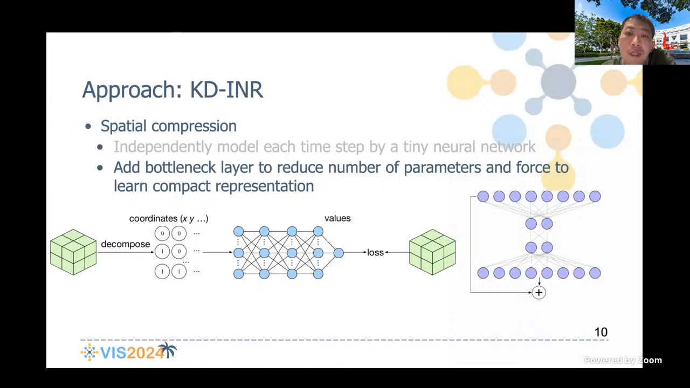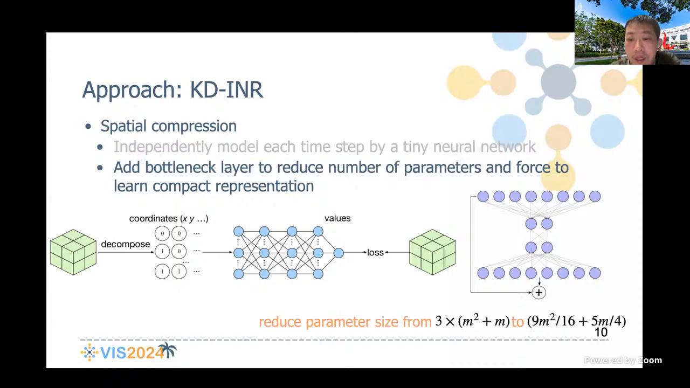So instead of using the traditional residual block, where each layer has the same number of neurons, here we design a bottleneck layer, a modification of the residual layer, to reduce the number of neurons in the middle layer, so that we can reduce the parameters and force the network to learn compact representations, since the number of neurons is reduced.